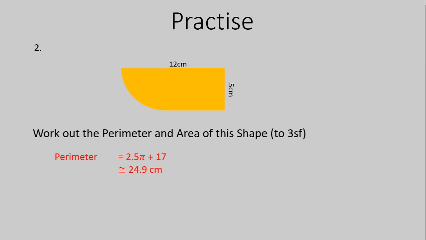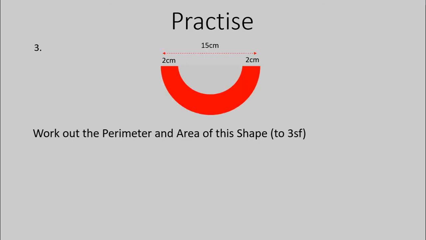I hope you've worked out your area already as well. Here comes the area. That's the exact area. And when I work it out and round to 3 significant figures, I get this. Again, my perimeter is in centimeters. It's a 1-dimensional measure. And my area is in centimeters squared, 2-dimensional measure.